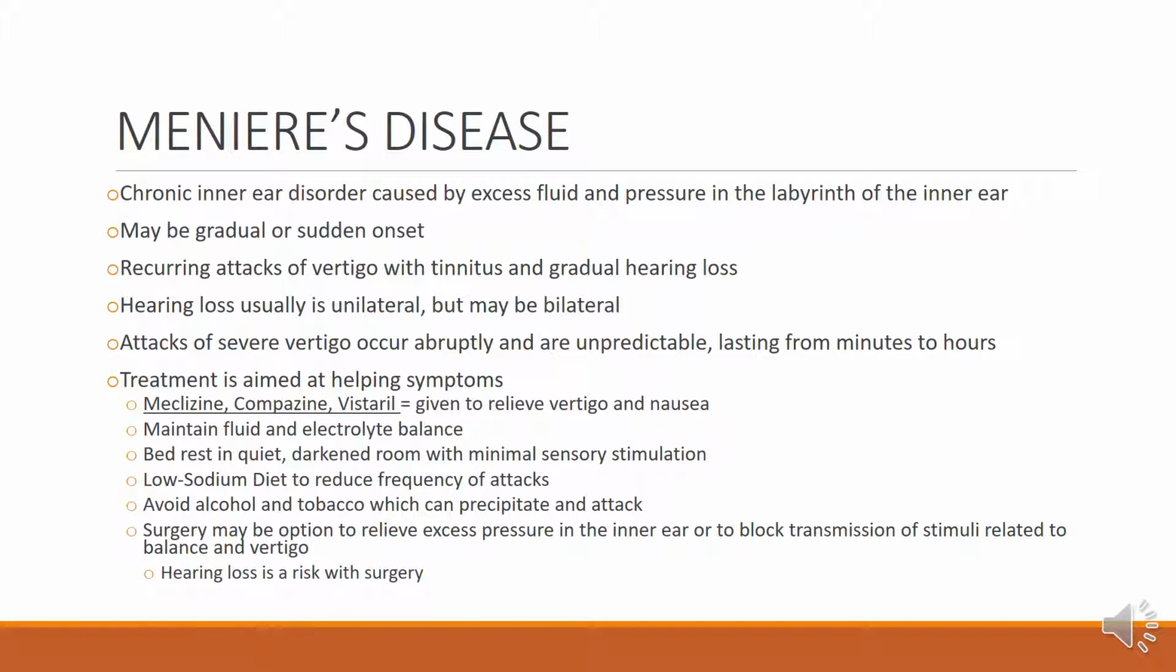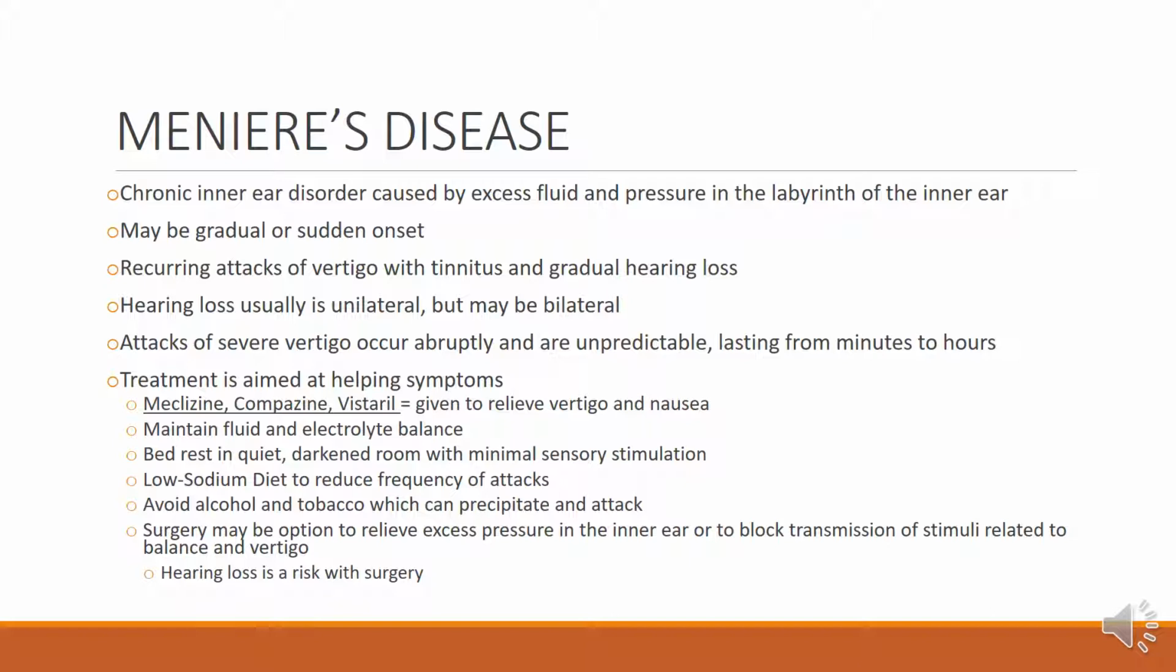Moving on to Meniere's disease. This is a chronic inner ear disorder. It's caused by excess fluid and pressure in the labyrinth of the inner ear. It can be gradual or sudden onset. They will have recurring attacks of vertigo with tinnitus and gradual hearing loss. The hearing loss usually is unilateral, but it could be bilateral. They have severe attacks of vertigo that occur abruptly and are unpredictable, and they can last from minutes to hours.